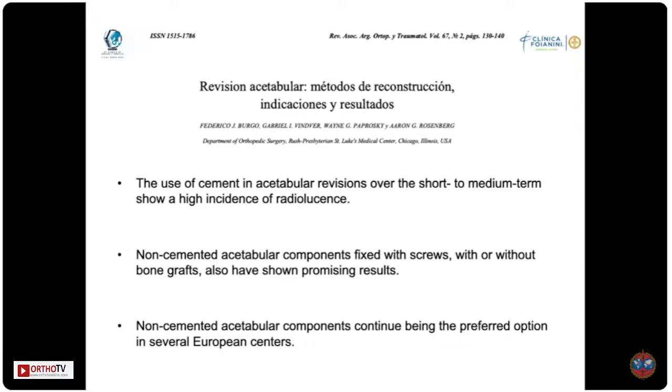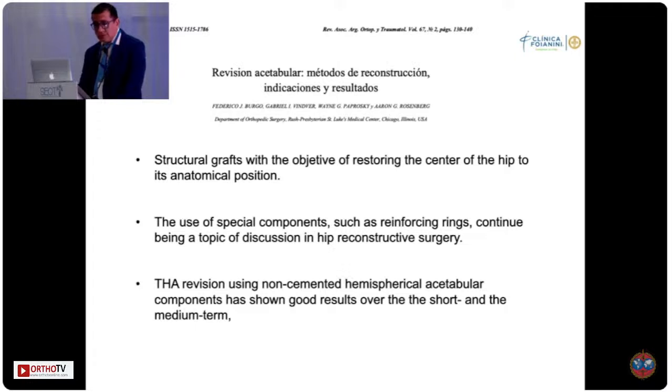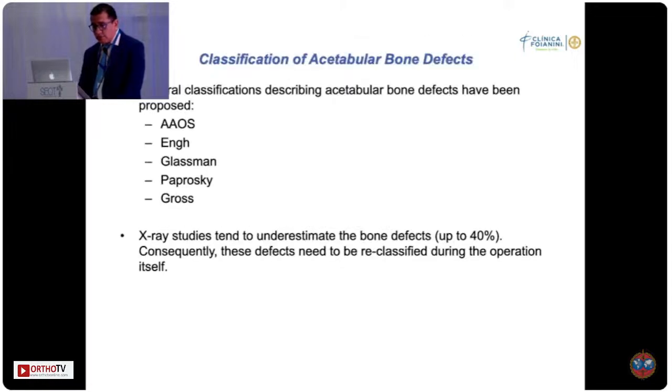Non-cemented acetabular components continue to be the preferred option in several European centers, with a structural graft with the objective of restoring the center of the hip to its anatomic position. The use of special components such as reinforcing rings continues to be a topic of discussion in hip reconstruction surgery. THA revision using non-cemented hemispherical acetabular components has shown good results over the short and medium term.